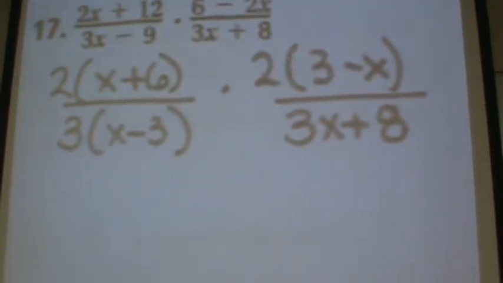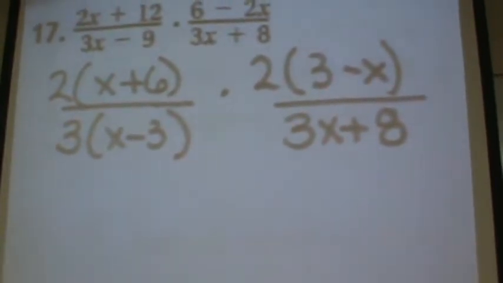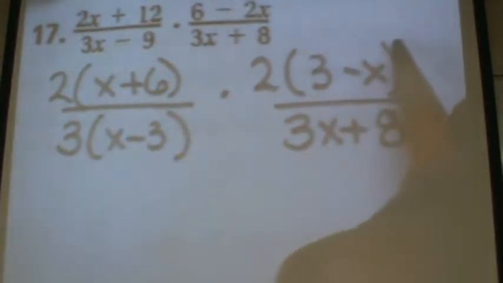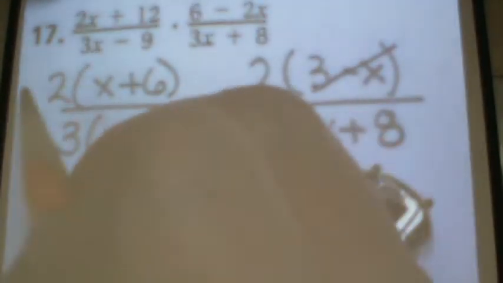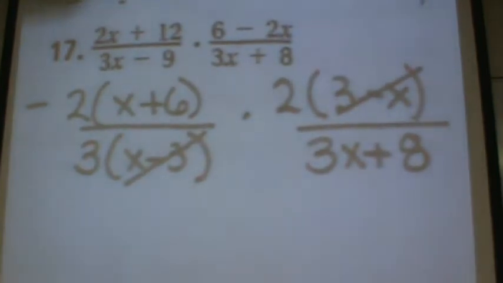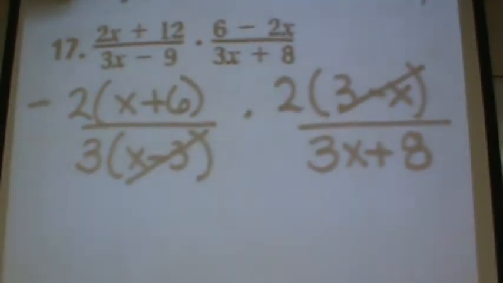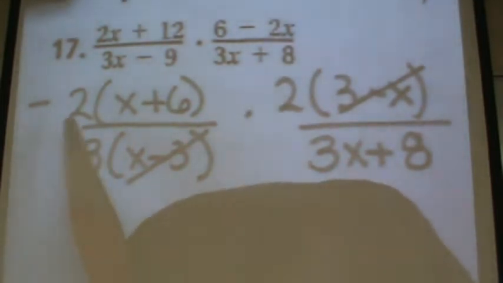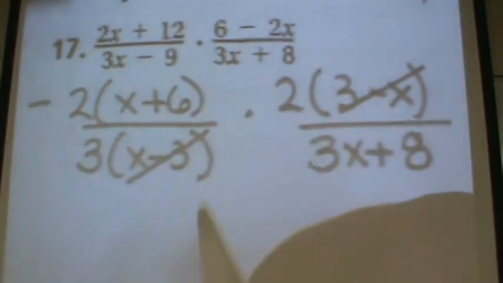What cancels? X minus 3 and 3 minus x. Throw in a negative. Anything else? The 2? You can't cancel the 2s. They're tied to the other terms. So I would write for my final answer negative 4.